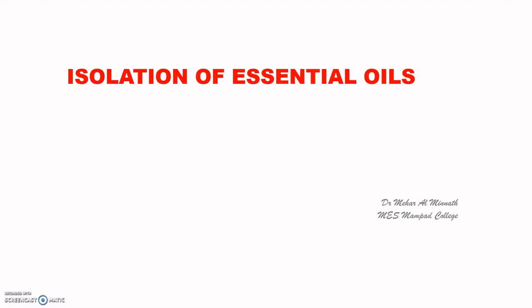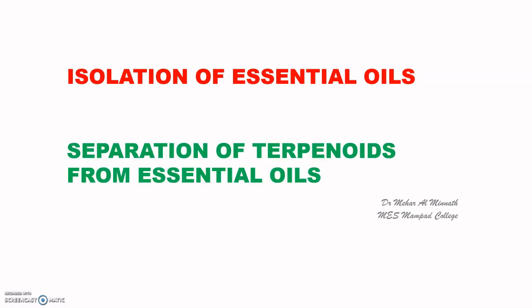Now, most of the terpenoids are steam volatile. Particularly the simple terpenoids are steam volatile, and the terpenoids are present in essential oils. So in order to get terpenoids, first we have to extract the essential oil and then isolate the terpenoids from the essential oil extracted. So first we have to isolate the essential oil from the plants and then separate the terpenoids from the essential oils.